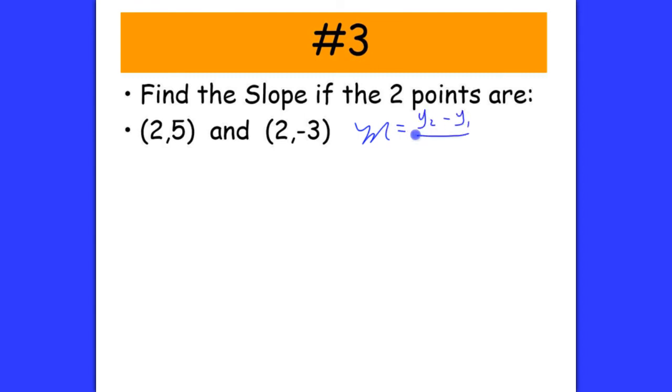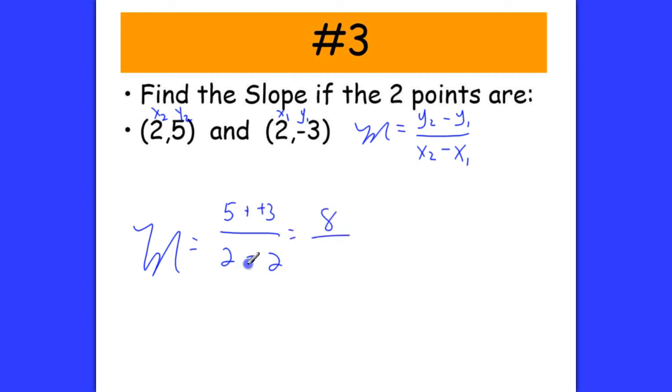To find the slope, we want to find the change in the y divided by the change in the x, and we use that formula right there. So on this particular problem, let's let this be x1 and let's let this be x2, y2, and we'll let this be x1, y1. Again, it doesn't matter. So to find the slope, I'm going to go 5 minus negative 3 divided by 2 minus 2. Now minus negative 3, if I change that to addition, that would become 8. And 2 minus 2 is 0.